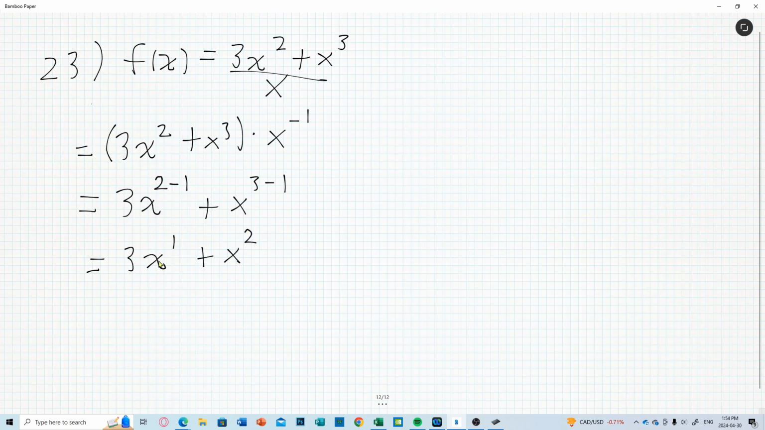Now taking the derivative of this is easy because we've done it so many times. So the x to the 1, we know that gets taken away, and it's just going to be whatever the constant is. And this one, you bring the 2 down, subtract 1, gives you 2x to the 1. And there's your derivative of f at x.